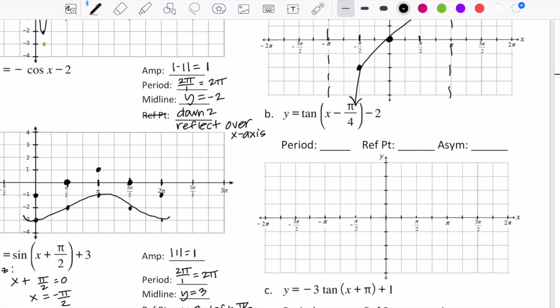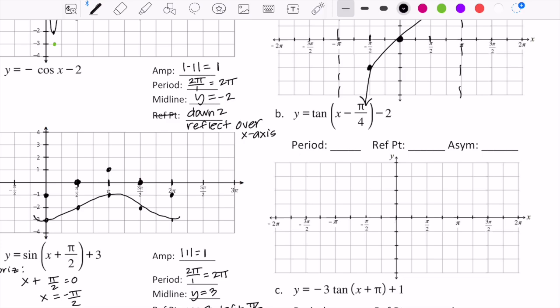Okay, this one right here, the period is pi divided by 1, so that's just pi. We do have some transformations. We do have right pi over 4, but we don't need to worry about that when we graph because the asymptotes will take care of it, and we have down 2. So the only one we have to worry about with tangent is the down 2. To find our asymptotes, we are going to do this math right here, and we're going to do this math.